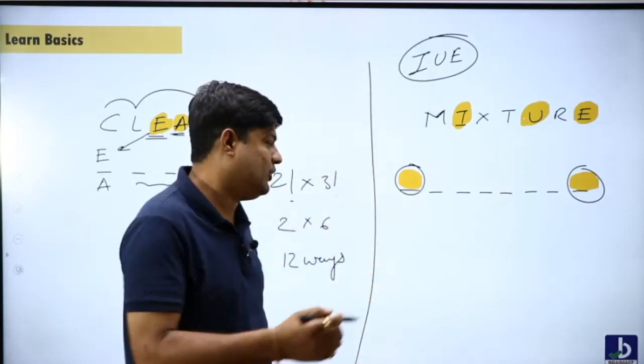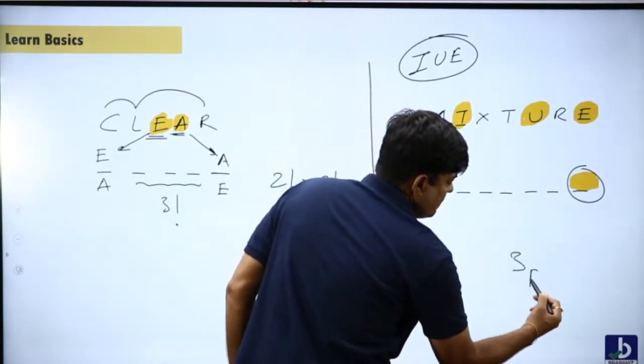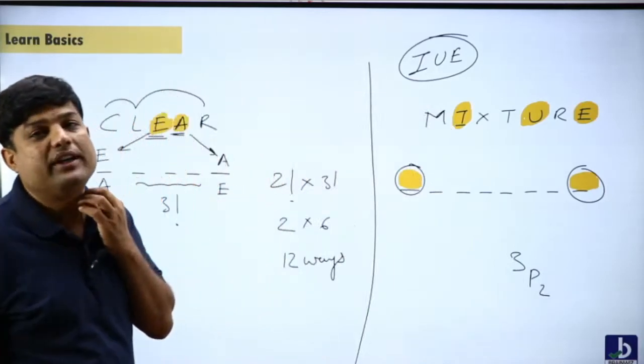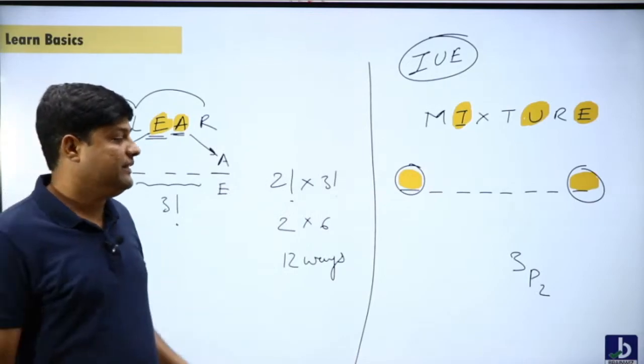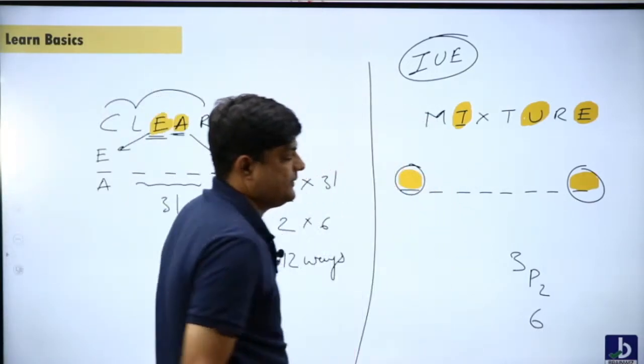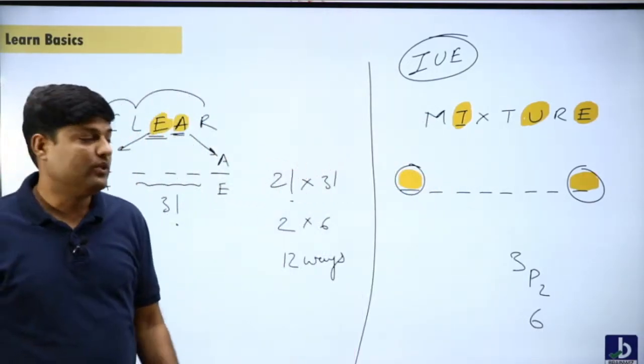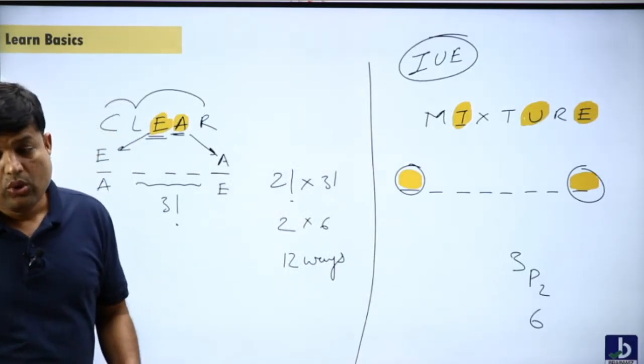That's very simple. That is 3P2: three people, two places. We call it 3P2. Are you understanding, everybody? What's the value of 3P2? 6 ways. What's the value of 3P2? 6. So what are these 6 ways?